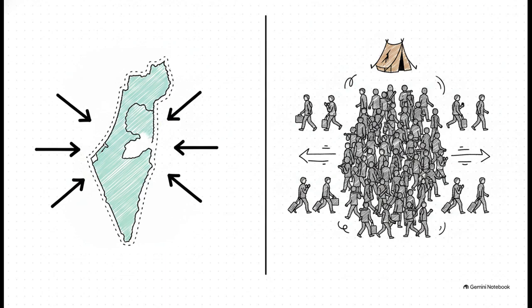Around 700,000 Palestinians were displaced into refugee camps, denied the right to return home. And right around the same time, anywhere from 700,000 to 900,000 Jews were expelled from surrounding Arab countries. The demographic landscape of the Middle East was permanently and tragically redrawn.